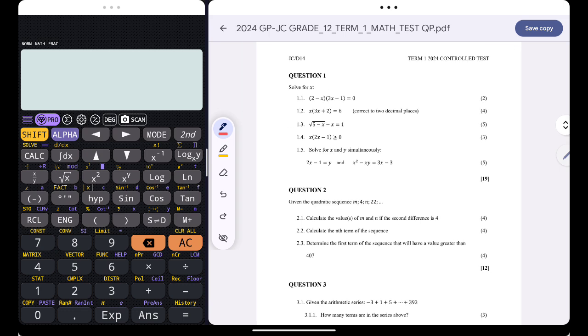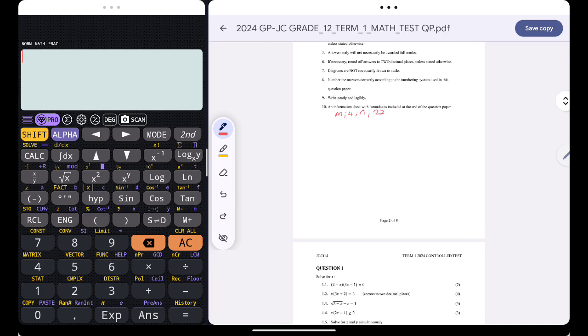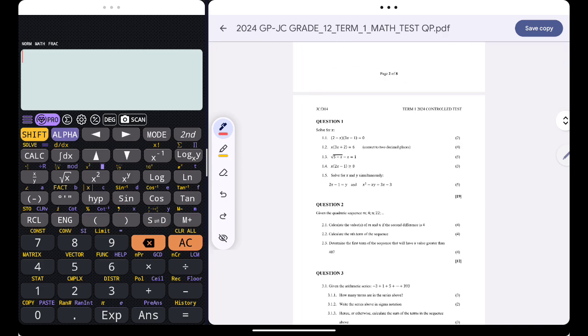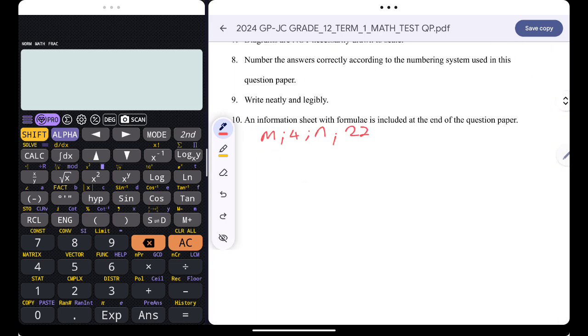Question 2. We are given the quadratic sequence. We are told that m, 4, n, and 22 are the terms of that quadratic sequence. So the first term is m, the second term is 4, then I have n and 22. First question, I'm supposed to calculate the values of m and n if the second difference of this sequence is equal to 4.